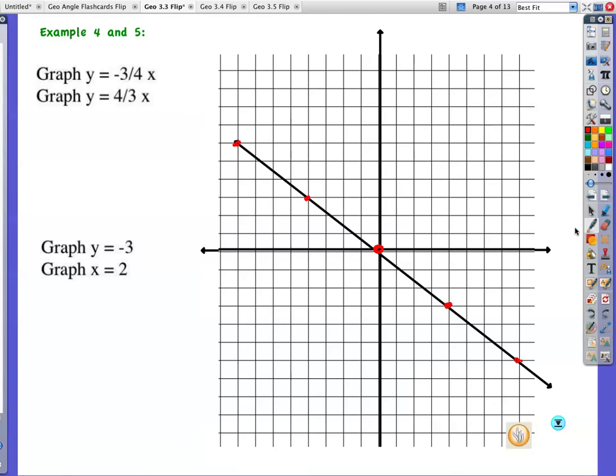Now, let me try this 4/3 x, which means I also have a y-intercept of 0. And then I rise 4, and then I run 3. And I put down a mark. I rise 4, and I run 3. Okay, and I do the same thing down this way, and then I make the line.